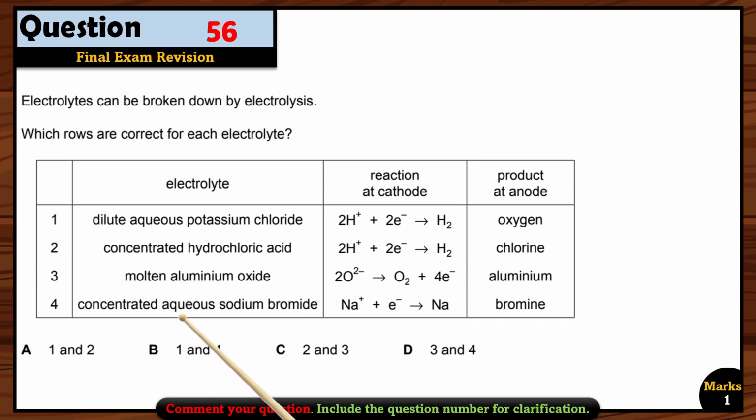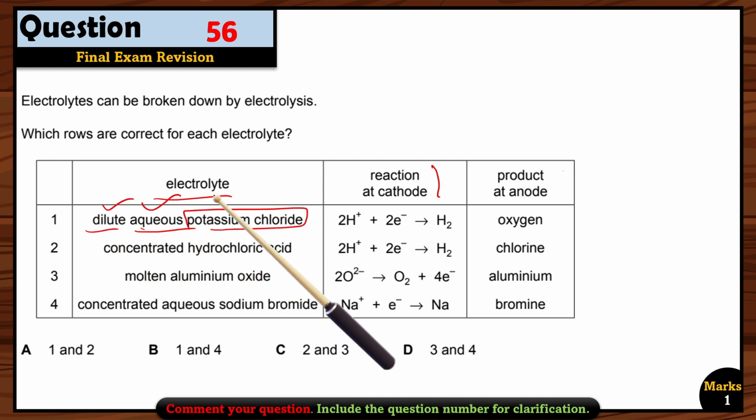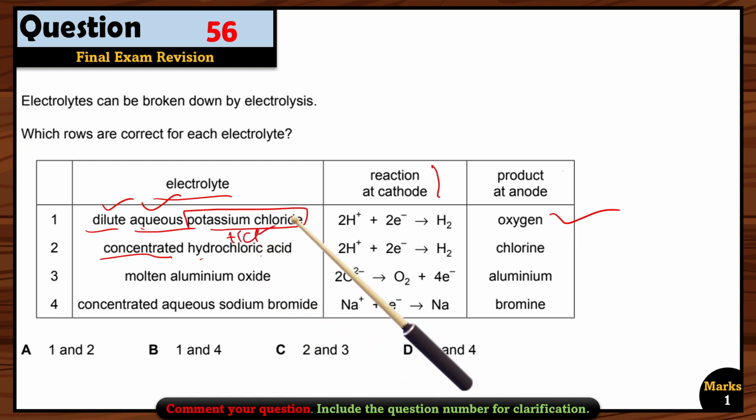Question 56. Electrolytes can be broken down by electrolysis. Which rows are correct for each electrolyte? So, let's see one by one because these are reactions, so it will take more time. First we will see the product at the anode. Dilute aqueous potassium chloride: if it is dilute, of course, you are going to get oxygen. Concentrated hydrochloric acid: if it's concentrated, oxygen will not be the product. Of course, your product will be your anion, that is Cl, right?